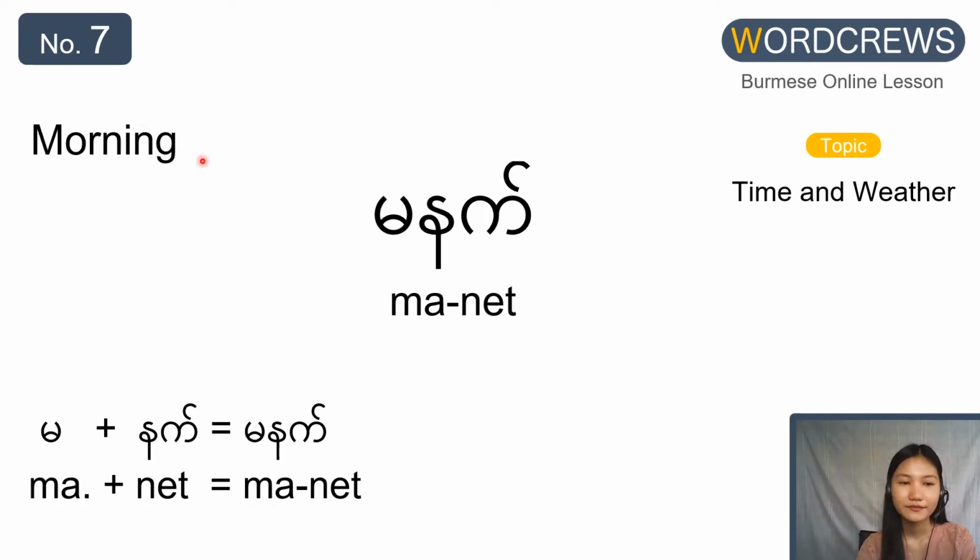The next vocabulary is morning, ma-na. Let's see how to read it. The first one is the Ma alphabet, and the second one is Na and A, so we pronounce na. Altogether, ma-na. In this case, when you see this dash, you have to pronounce continuously. So we don't pronounce it separately, we just pronounce it together. Morning, ma-na.